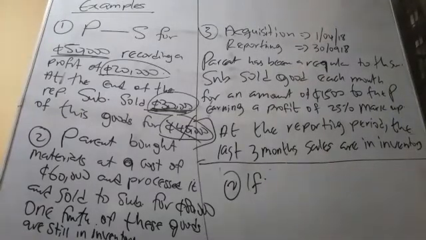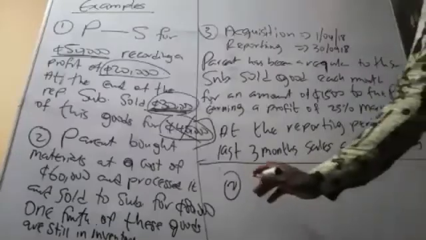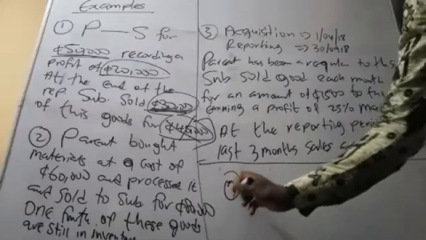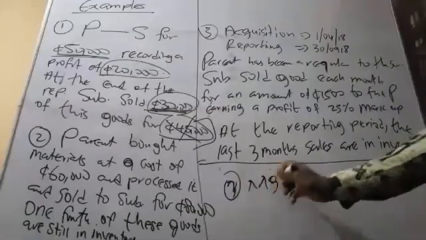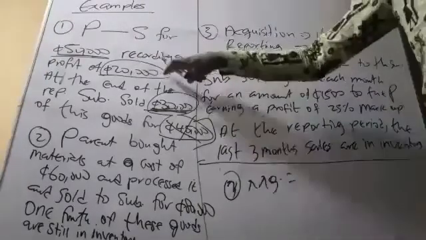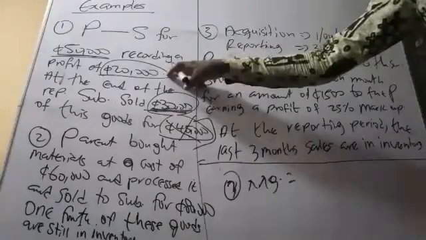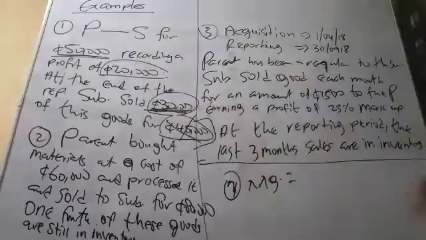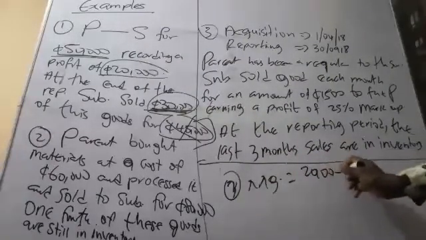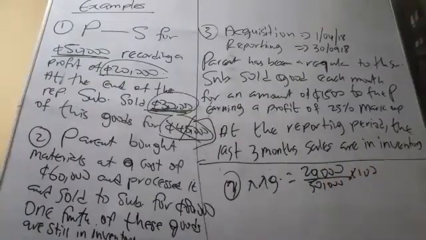Approach number three is where we use the markup or margin. I'll use margin first. I'll first of all calculate the margin. If the entire profit is 20,000, margin profit is on sales. So entire profit divided by the sales. So the margin is 20,000 all divided by 50,000 times 100. That will give us 40%. So that's the margin, 40%.